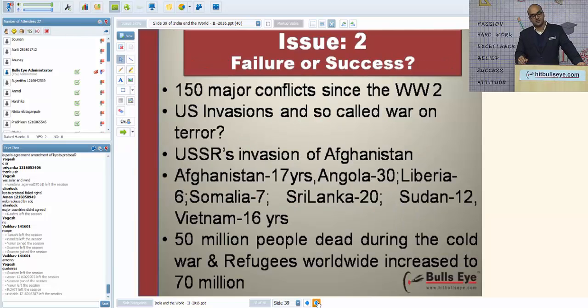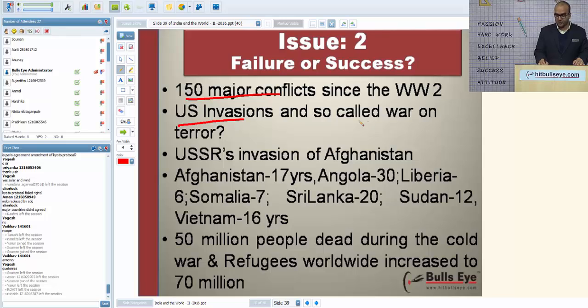Next are more facts. Major conflicts, almost 150 major conflicts since World War II, right? US invasion. Now, US has acted unilaterally in a number of countries. For example, UN Security Council rejected attacks on Libya, but USA went ahead and did it anyway. So that is also a question on the effectiveness of UN Security Council.